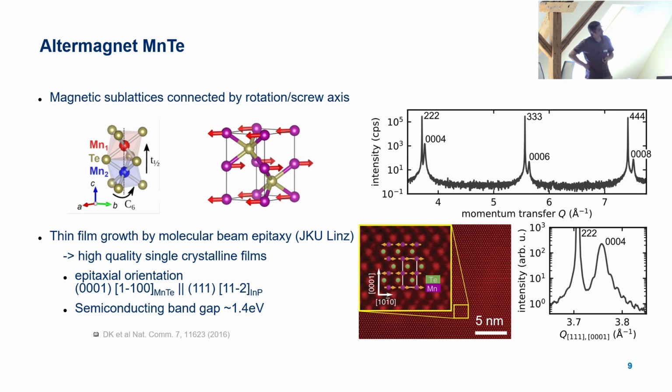Experimentally, we were able to grow these films. This is done by colleagues in Linz in Austria, where they can grow quite high quality thin films with C-plane orientation. This means we have the hexagonal plane in our sample plane, which is exactly what we need to study the anomalous Hall effect. This is the right plane, so to say. We come more to that later. Here, the band gap we experimentally found to be roughly 1.4 electron volts.